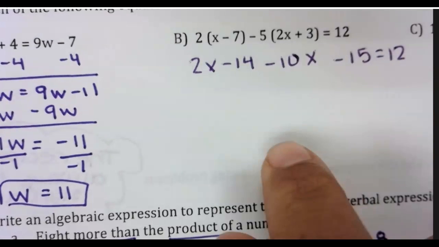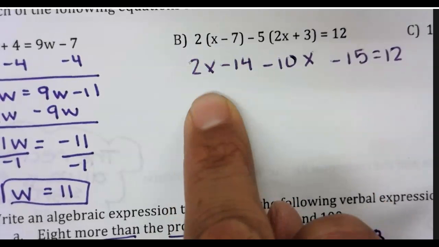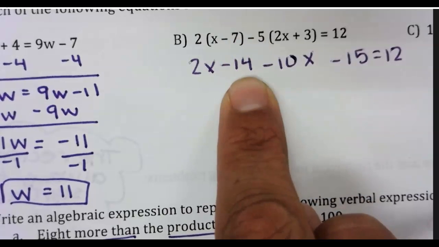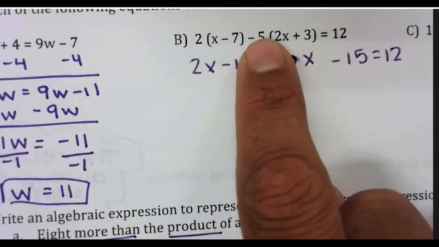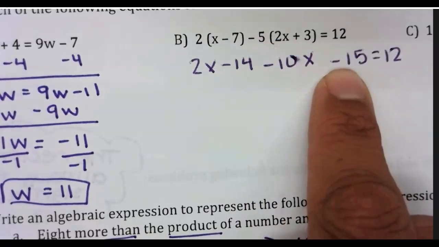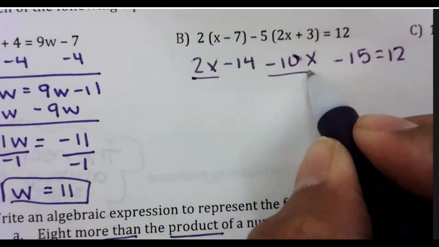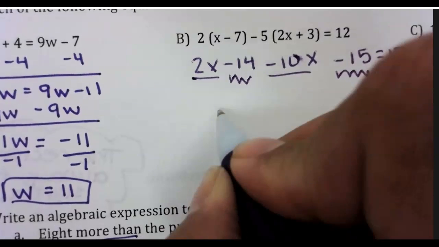So again, in example B, be very careful. A positive times a positive is a positive. A positive times a negative is a negative. A negative times a positive is a negative. And a negative times a positive is a negative. At this point, you want to combine like terms on one side of the equal sign to start.